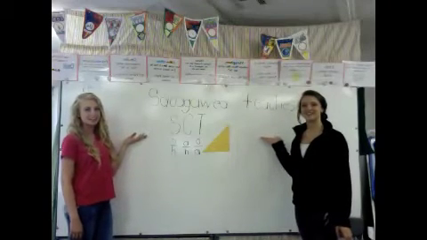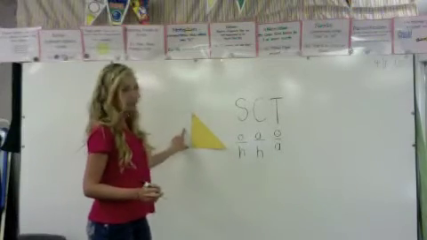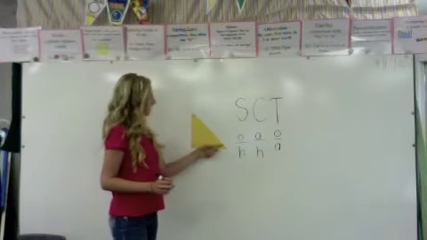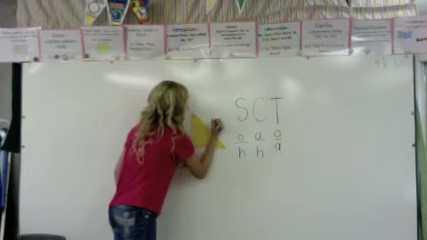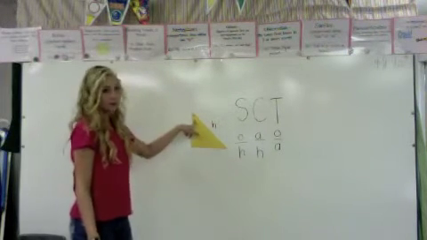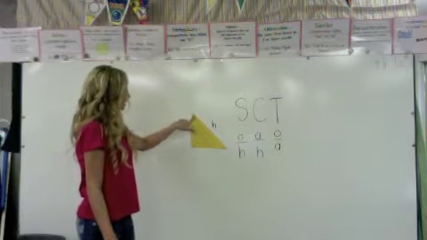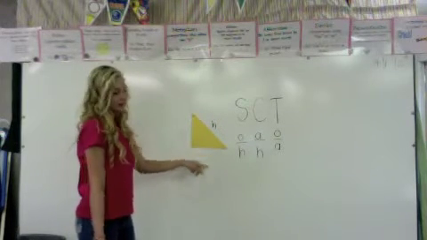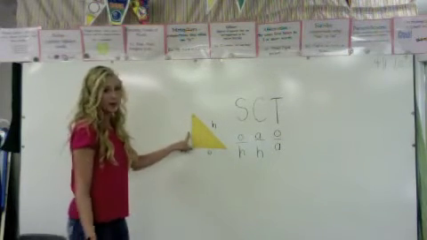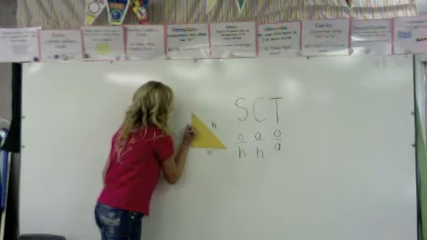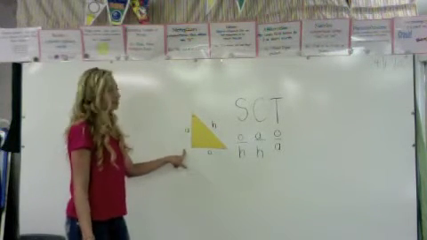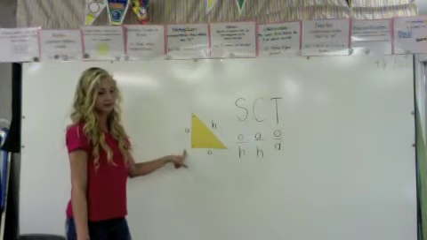Sacagawea teaches SohCahToa. In SohCahToa, you have to use a right triangle. The longest side of a right triangle has to be the hypotenuse side. Then you have the angle in the right triangle. The side opposite of the angle has to be the opposite side, which only leaves one more side, which is the adjacent side. Now that you know what all three sides are in a right triangle, you can use SohCahToa.